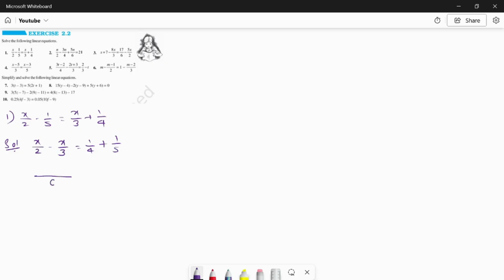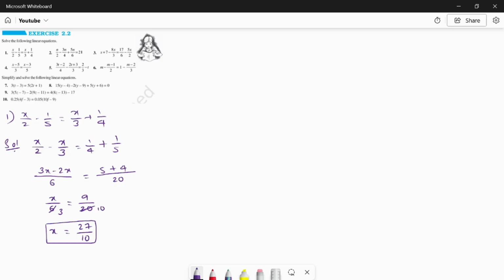LCM of 2 and 3 is 6. So (3x - 2x)/6 = (5 + 4)/20, where the LCM of 4 and 5 is 20. 3x minus 2x is x, so x/6 = 9/20. 2 tens are 20, 2 threes are 6... x = 27/10.